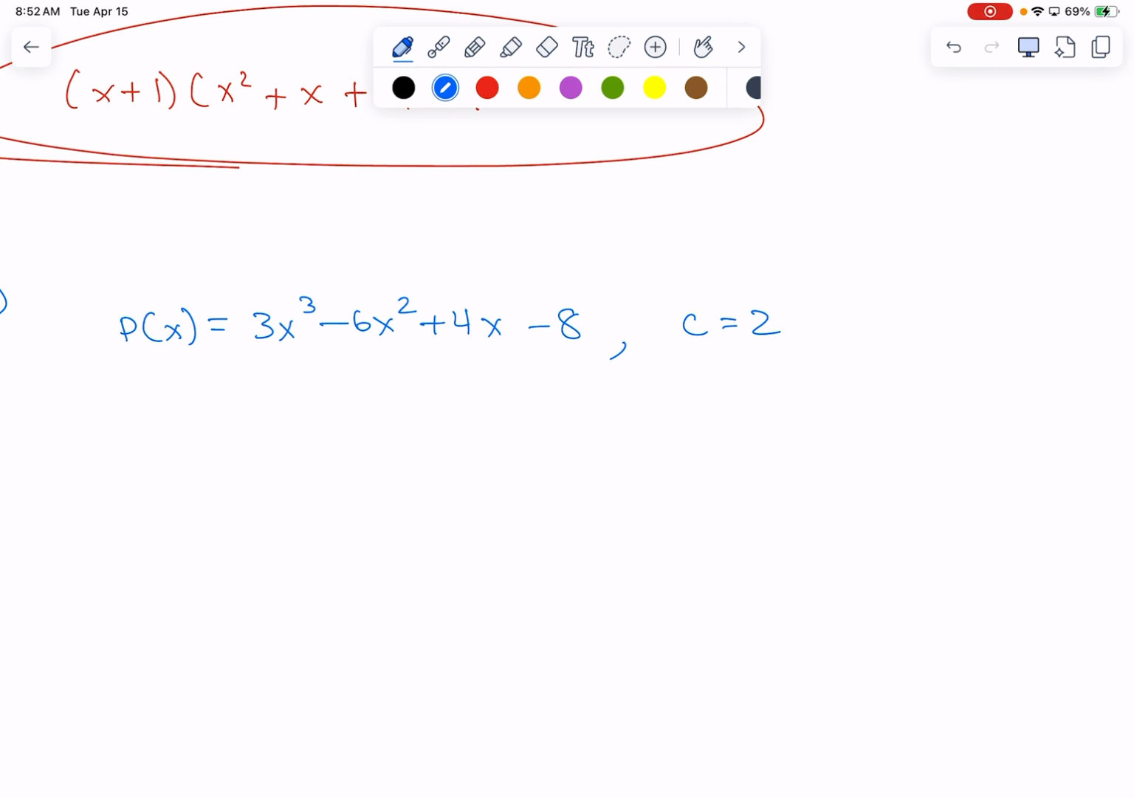Here we go. They're telling us to see if 2 works. C equals 2. All right, P of 2. In order for 2 to work, the remainder has to be what? 0.